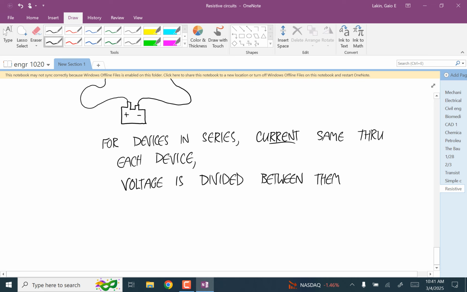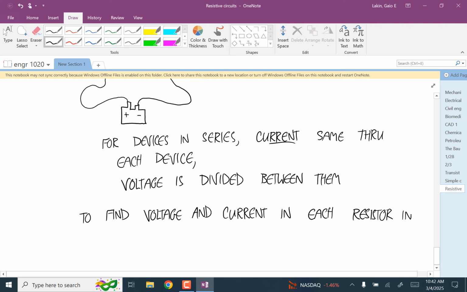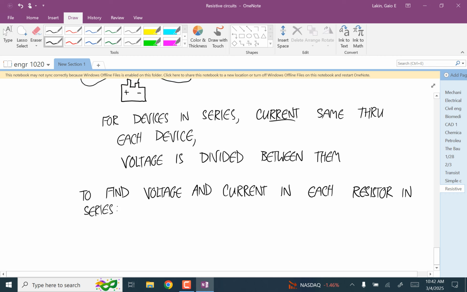So if we want to find the voltage and the current in each resistor in series, the first step is we'll imagine that those two resistors in series are a single resistor.